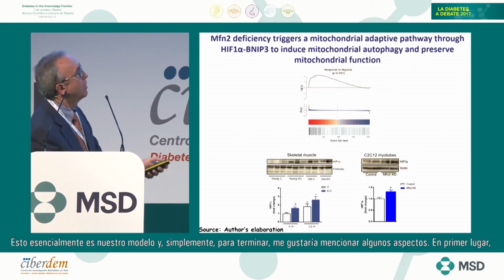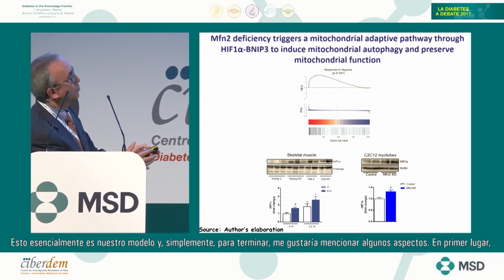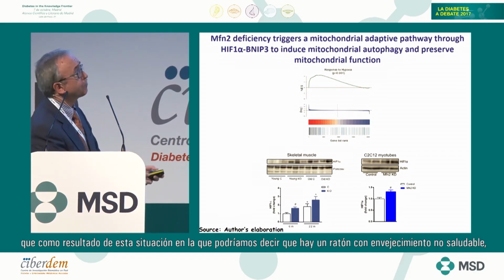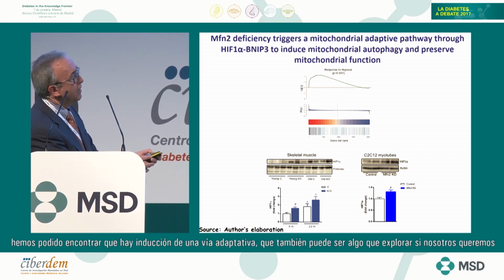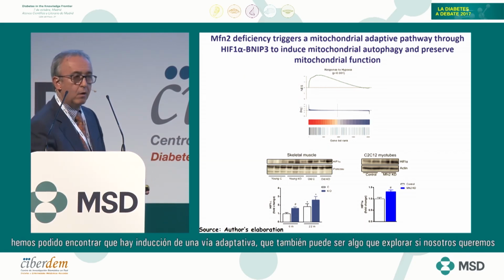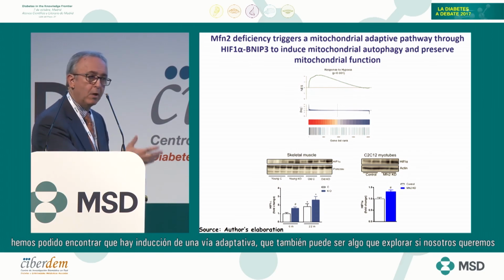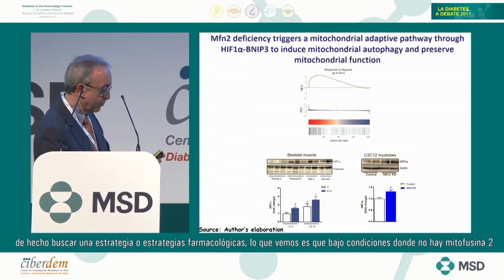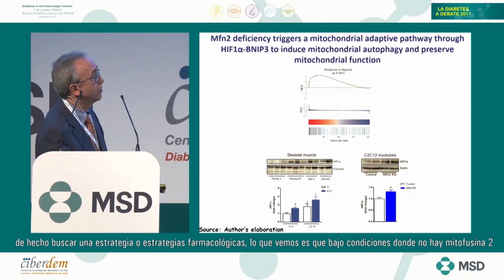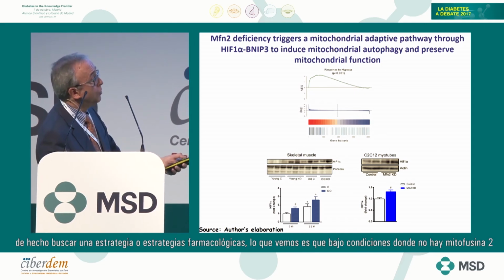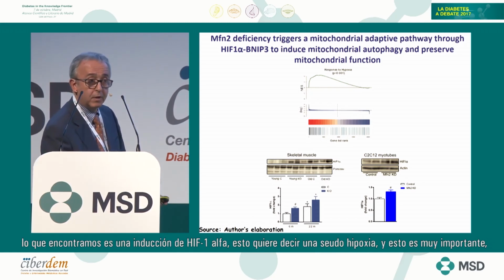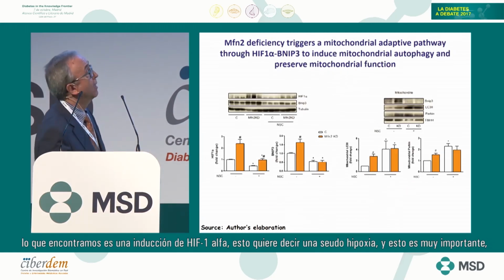Just to finish, I would like to mention a few aspects. One is that as a result of this situation, in which there is, we could say, a mouse unhealthy aging, what we have been able to find is that there is induction of an adaptive pathway, which may also be something to explore if we want to look for pharmacological strategies. So what we find is that under conditions in which mitofusin 2 is out, there is an induction of HIF1 alpha. This means pseudo-hypoxia.